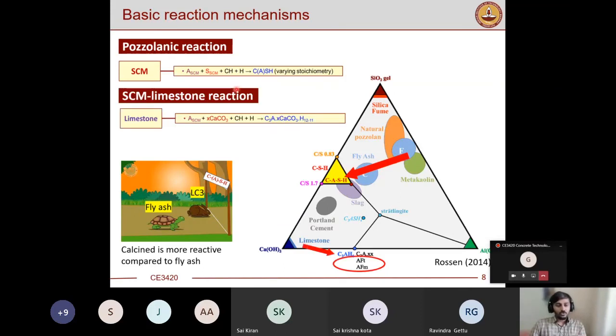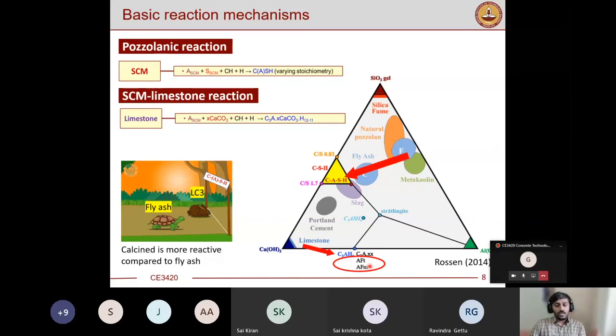When you have limestone, what happens is, you add something in this region, right? And this is reacting with alumina, which is coming from clay, which is metakaolin. And finally, what we form is a hydration product which has a chemical formulation around this region.